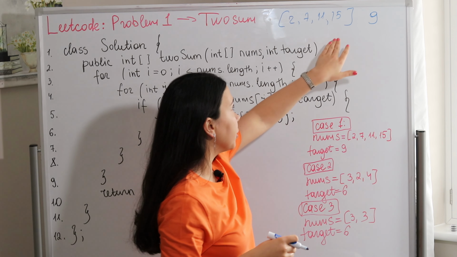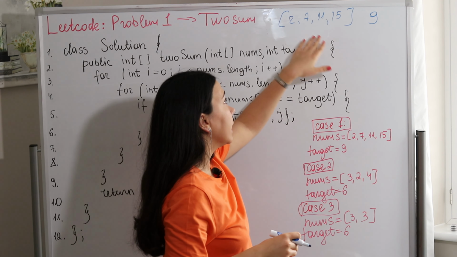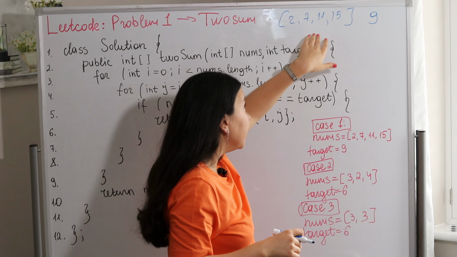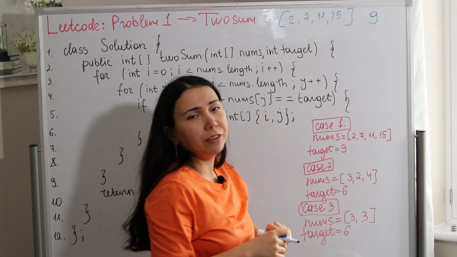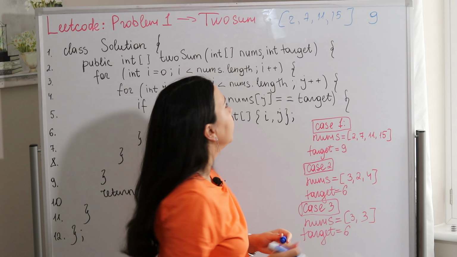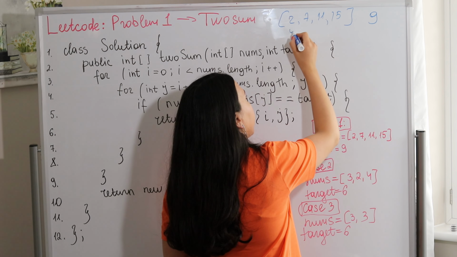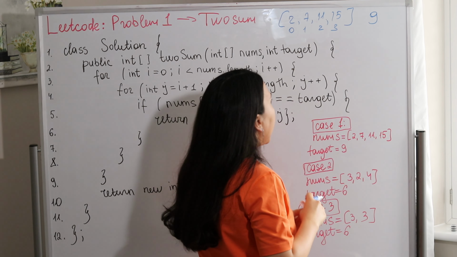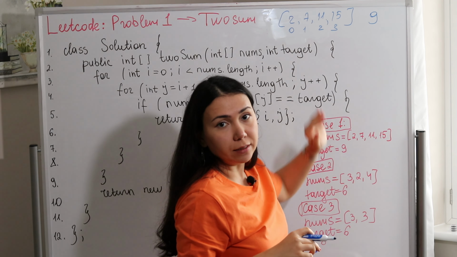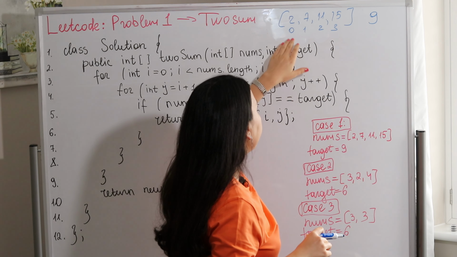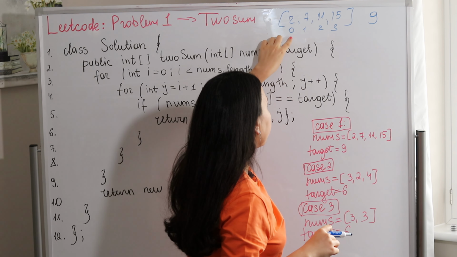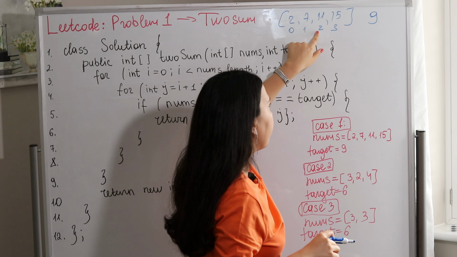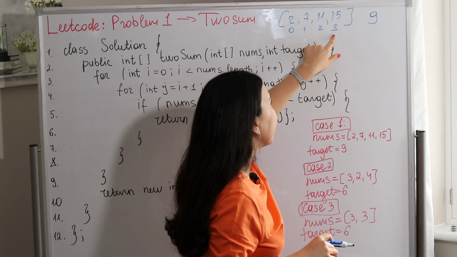Find integers within this array that add up to the target number and return to me the indices of the integers that we added up to get this number. Just to remind you, indices of an array start from 0 and go up until the last element in the array. So here we have 2 with index 0, 7 with index 1, 11 with index 2, and 15 with index 3.